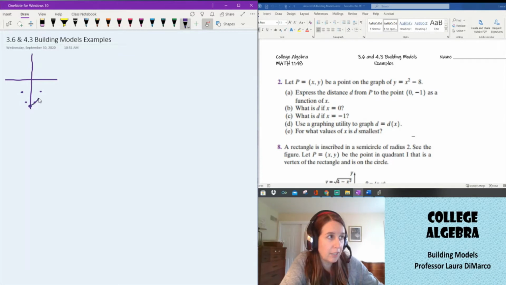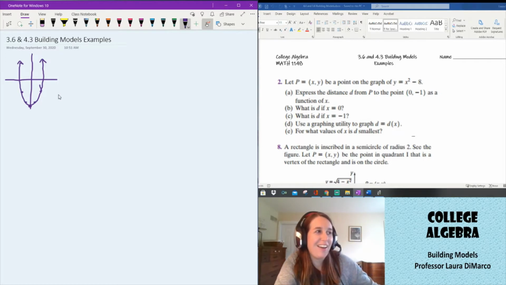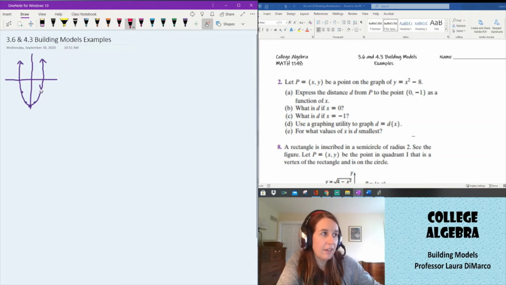Let's see if I can get that nice curve in there. It's pretty hard to control my pen on this. All right, so here is our parabola, and then we're talking about a point somewhere on it. That point can be anywhere. I'm going to put it right here to kind of cover up that little mistake. So this point is P, which is x comma y, and it's really any x, y on that graph.